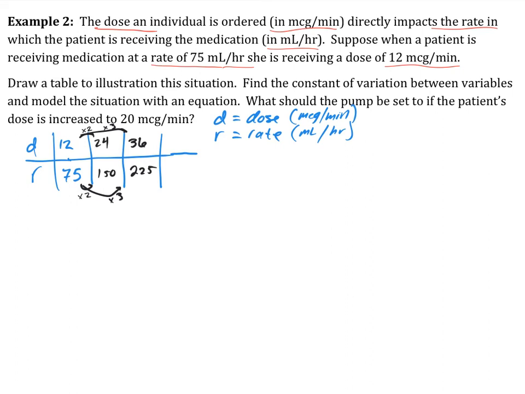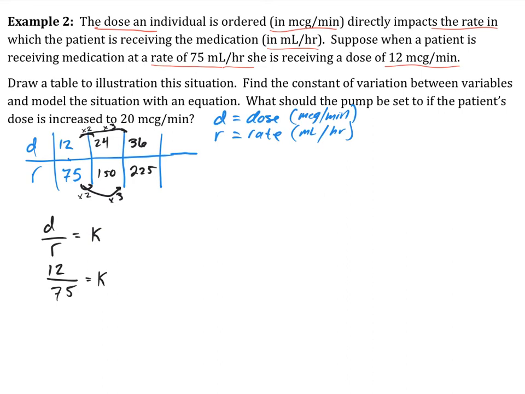So I know there's a direct variation. Let's find the constant of variation. I know that the ratio of the dose to the rate, or the rate to the dose, either one you want to do is fine, is always going to reduce to the same amount. So I'm going to use this idea of D divided by R. And you could do R divided by D if you want. We know that that's always going to reduce to the same amount. So I know 12 was one instance. When the dose was 12, the rate was 75. How does that simplify?